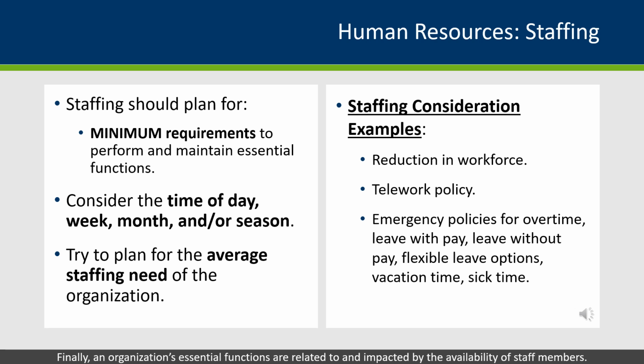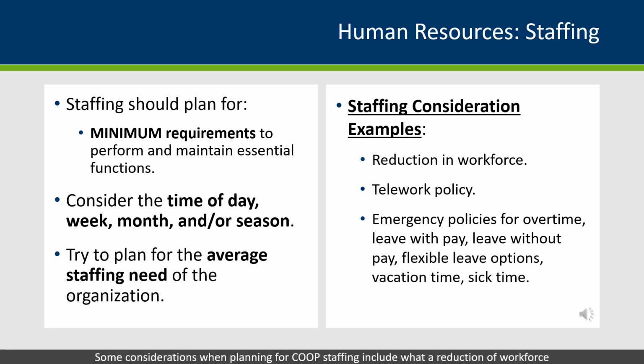Finally, an organization's essential functions are related to and impacted by the availability of staff members. It is vital to identify by essential function the type of staff members necessary, how many will be needed, and the typical shift worked. Planning for continuity of staffing should focus on the minimum requirements to perform and maintain essential functions. Consider the time of day, week, month, or season, and if these factors would impact an organization's staffing COOP plan. Try to plan for the average staffing need of the organization, and consider average daily patient census if staffing is too difficult to gauge.